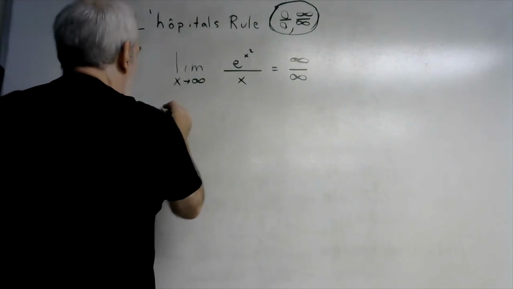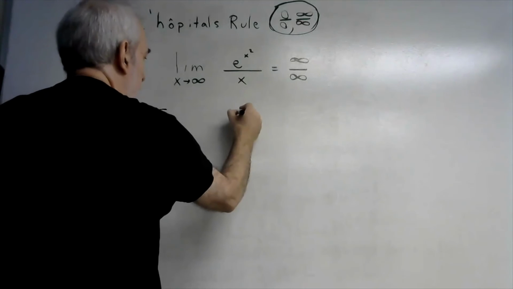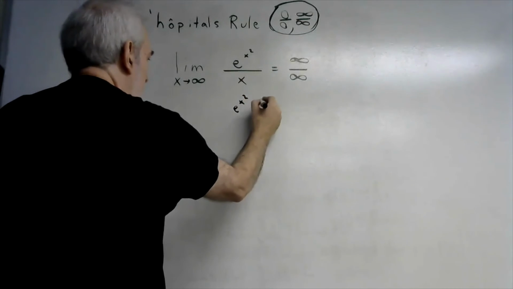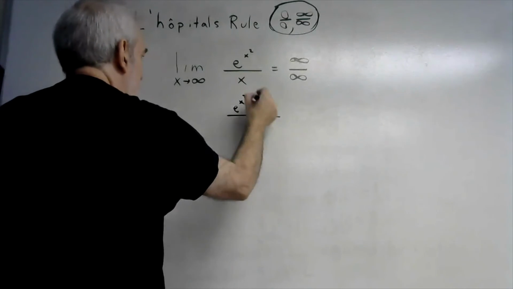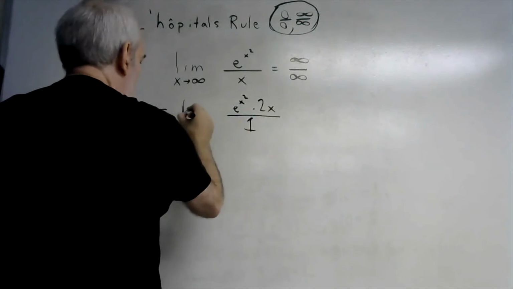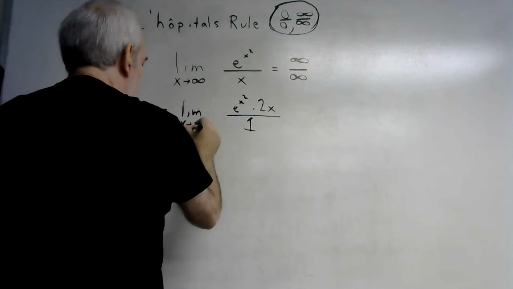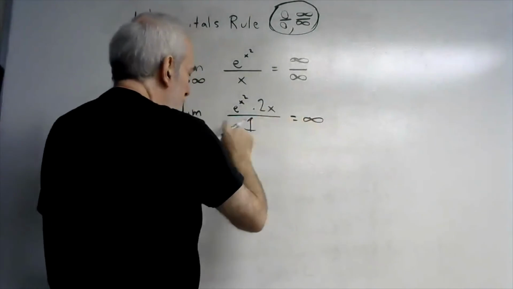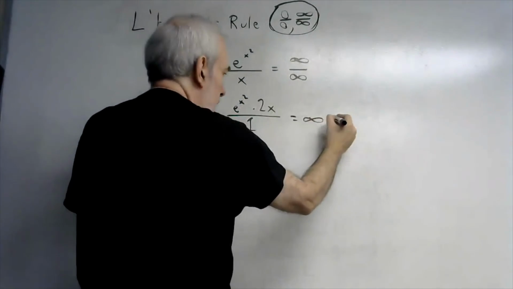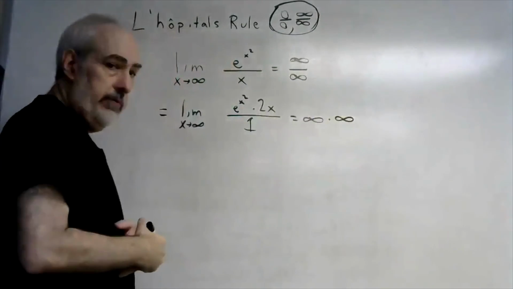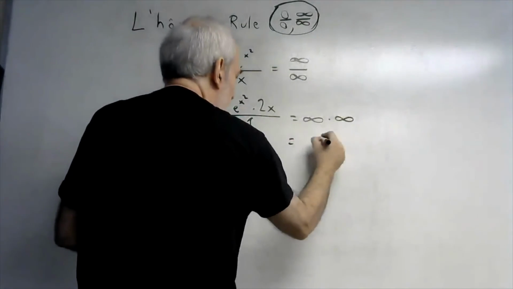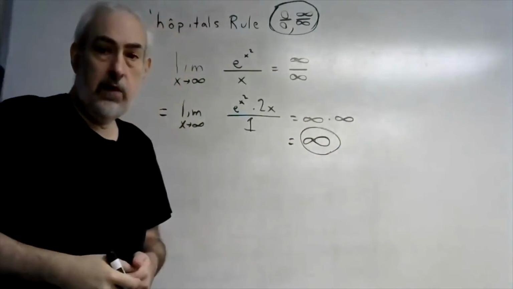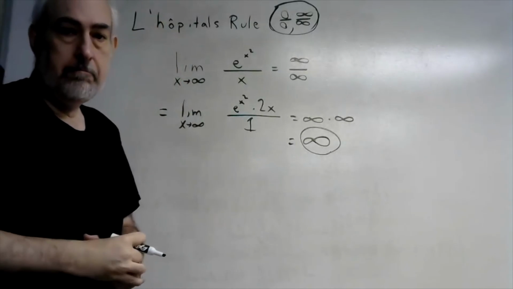Okay, so applying L'Hopital's rule, the derivative of the top would be e to the x squared times the derivative of the top, which is 2x. The derivative of the bottom is simply 1. Now, e to the infinity, that's going to infinity. And 2 times infinity, well, that's going to infinity. And a large number times another large number is definitely a large number. So the answer is infinity.